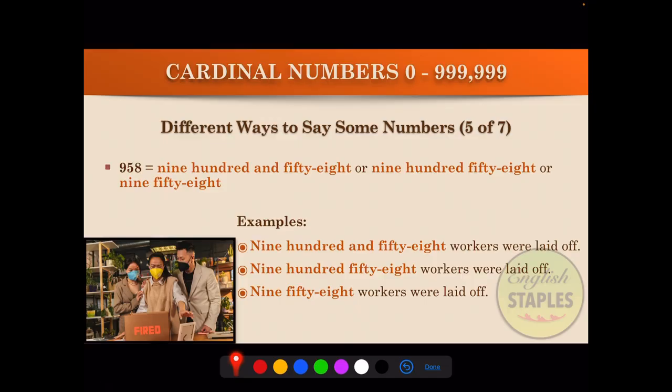This number, 958. You drop the and. No and here. So there are three ways for this number. Example: 958 workers were laid off.